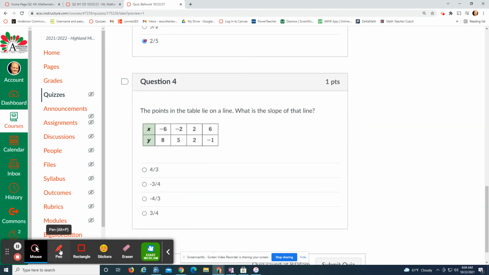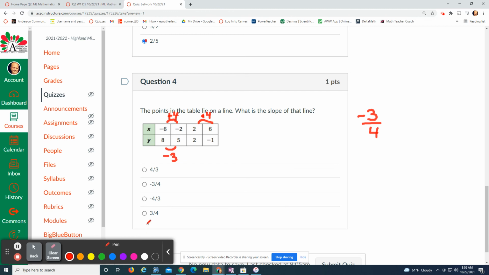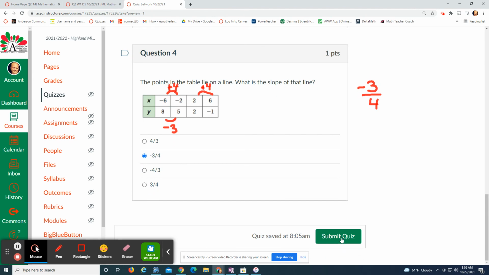Number 4. It says, what do I got to do to negative 6 to get to negative 2? You're not going to subtract. You're going to add 4. And you can double check by going down here. What do you got to do to 2 to 6? It's going to be add 4 as well. 8 to 5? Subtract 3. So this rise is not just 3, okay, negative 3. And then the 4 goes on the bottom. So this is negative 3 over 4. Does that make sense? Yeah.